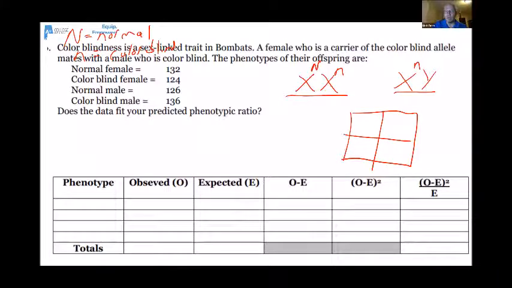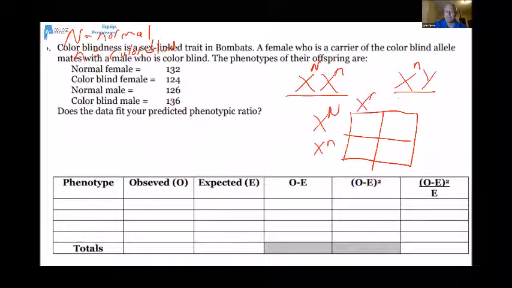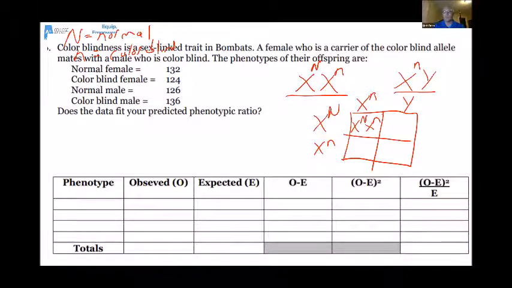So during meiosis, the two female X chromosomes separate. They go into different gametes. That's what I'm doing here. And then during meiosis, the X and the Y from the male separate. All right, one possible combination would be this. That's another carrier female, right?